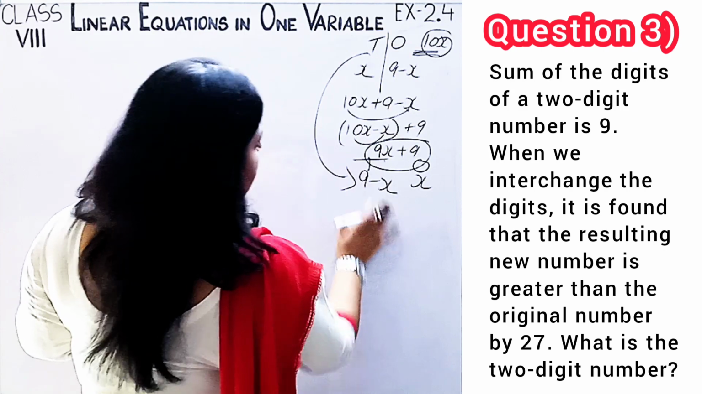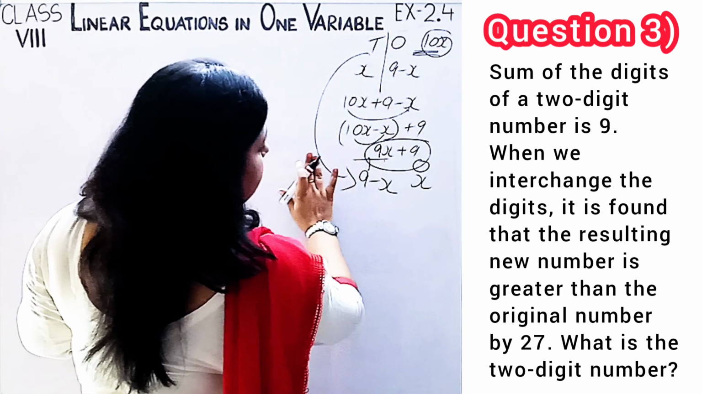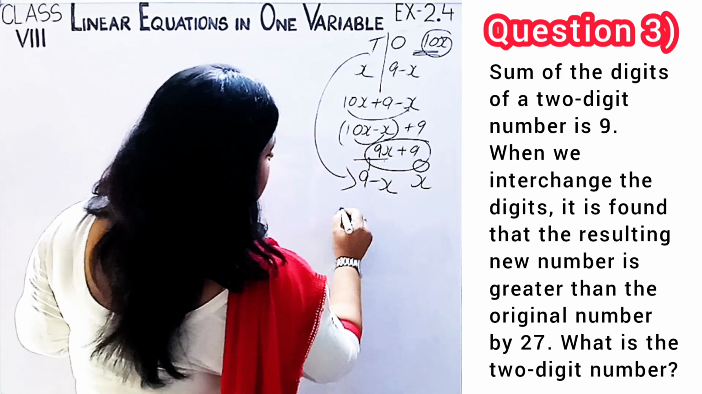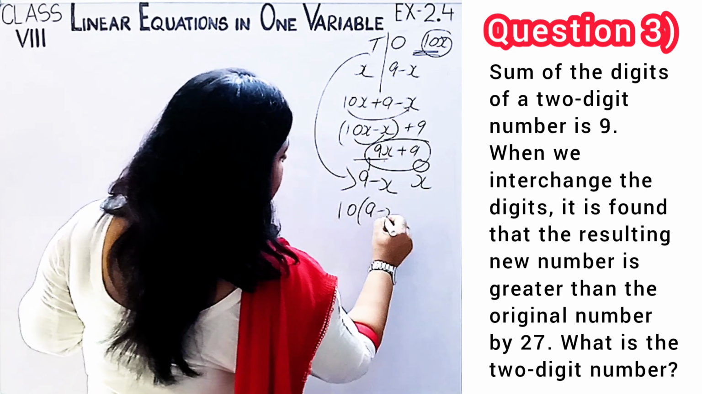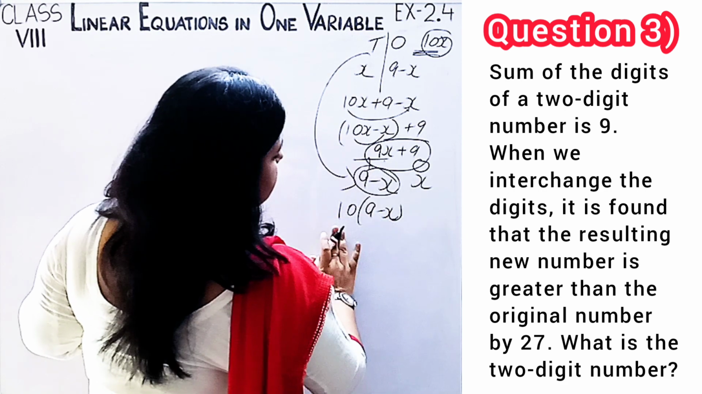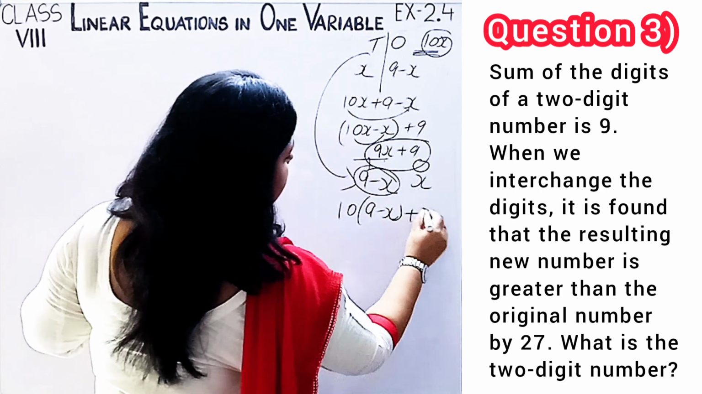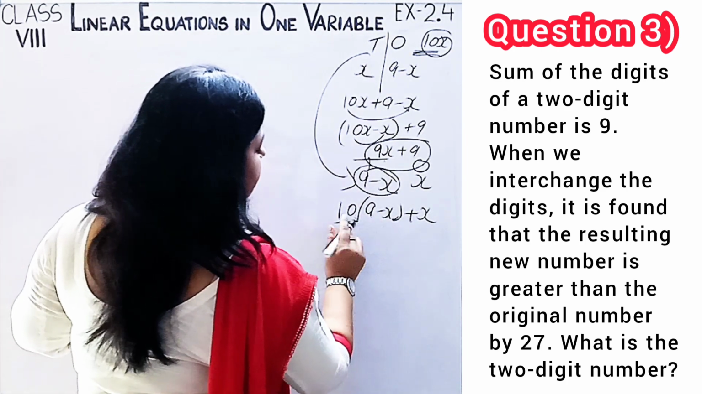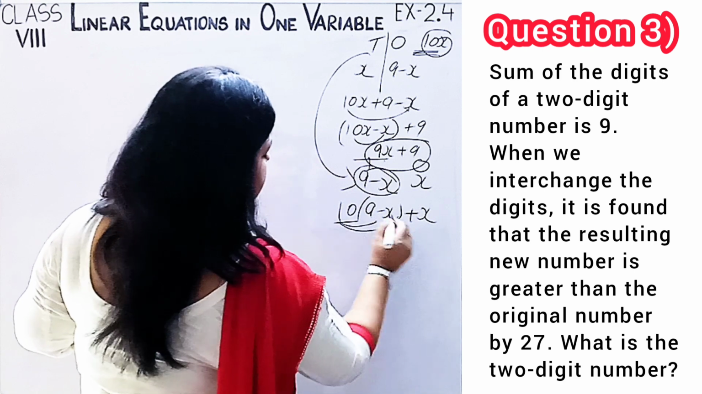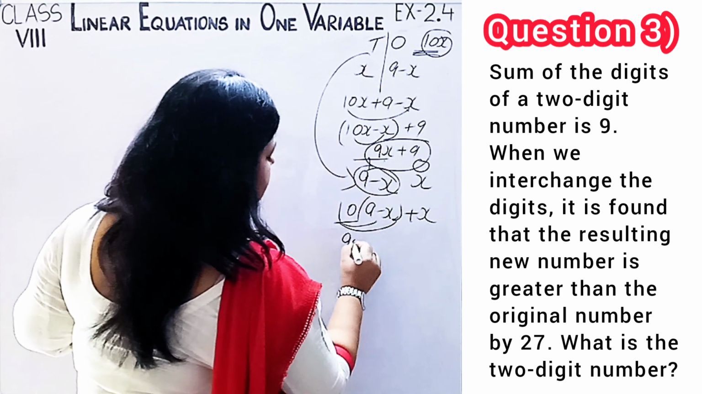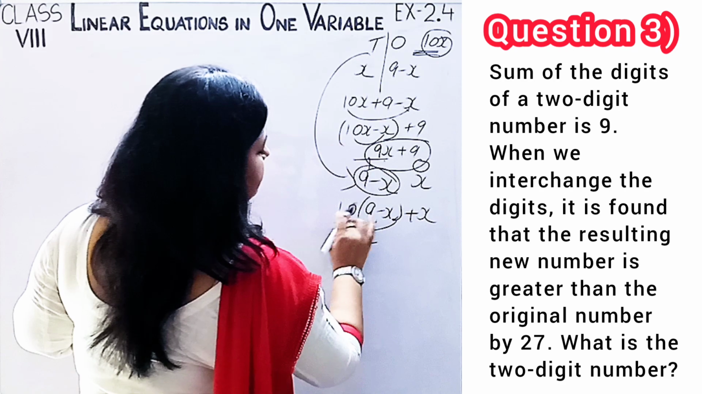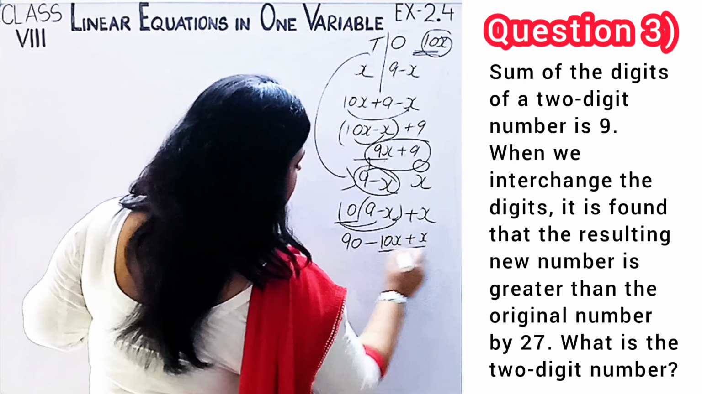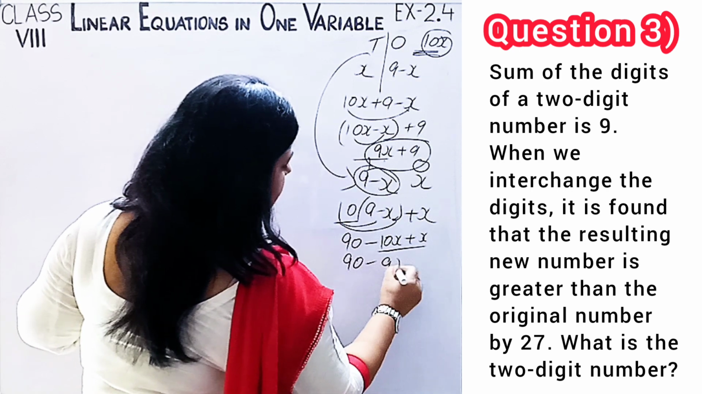Now coming to our statement, the new number after interchanging the digits, we get 10 times (9 minus x) plus x. Here this is the tens place, 10 times (9 minus x) plus x. Now we have to solve this. Multiply 10 with 9, after that with minus x. So 10 nines are 90 minus 10 multiplied with x, 10x plus x. Now the variable part, 90 minus 9x.